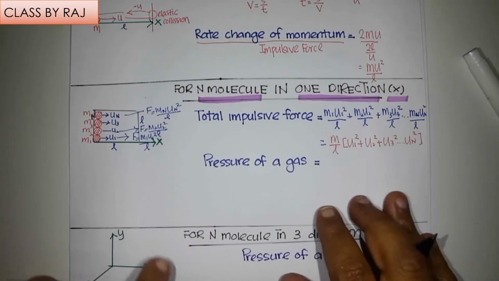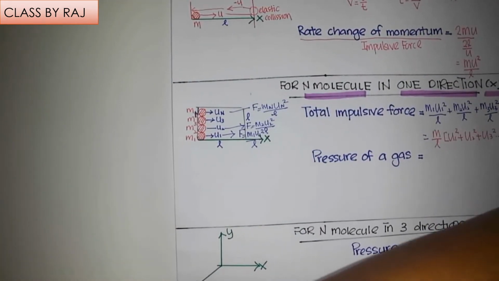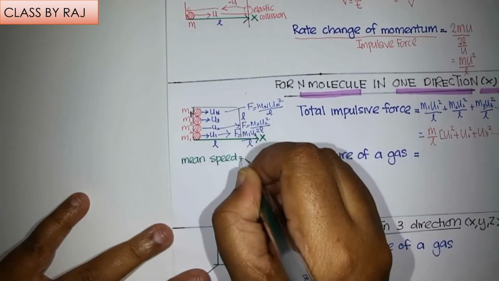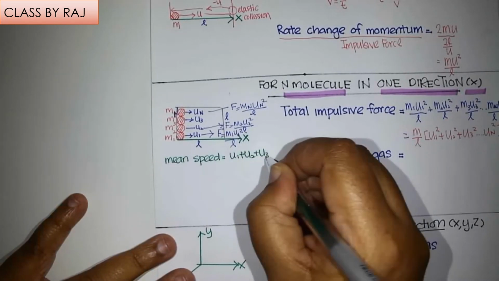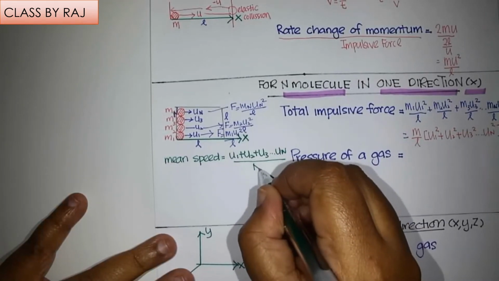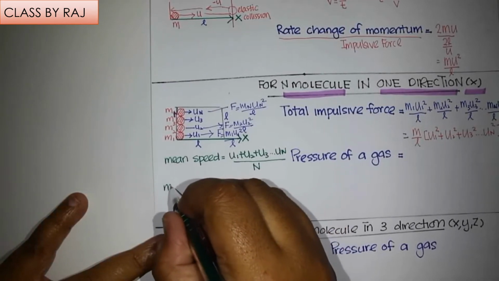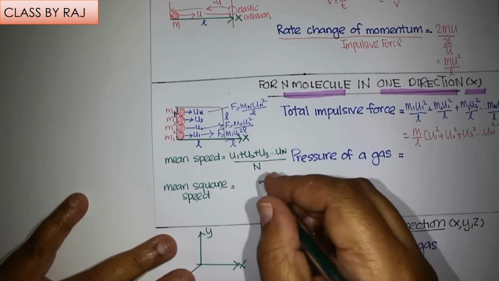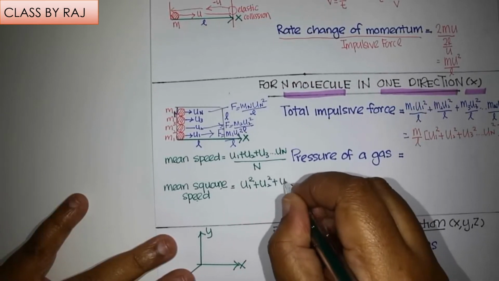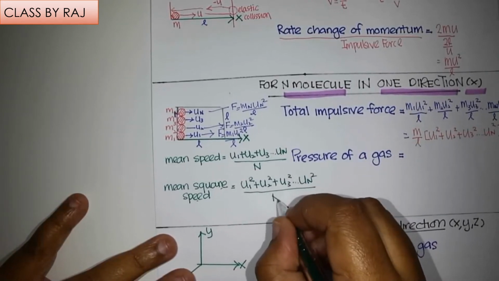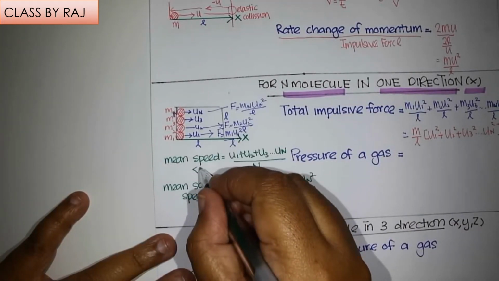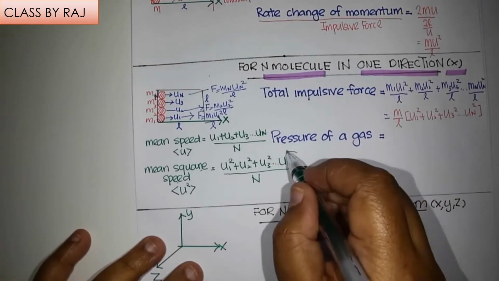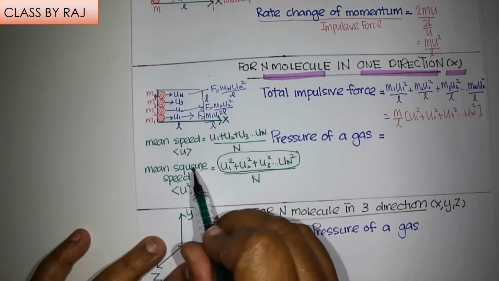Okay, now let's look at this. Let me take another color pen. For these molecules, mean speed will be U1 plus U2 plus U3 plus Un, divided by the total number of molecules. Then mean square speed: that means speed squared first, so you get U1 square plus U2 square plus U3 square up to Un square over the total number of molecules. The mean speed has its symbol, and the mean square speed has its symbol like this. So that means this sum equals n times the mean square speed.